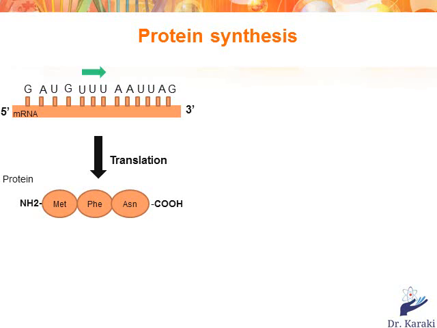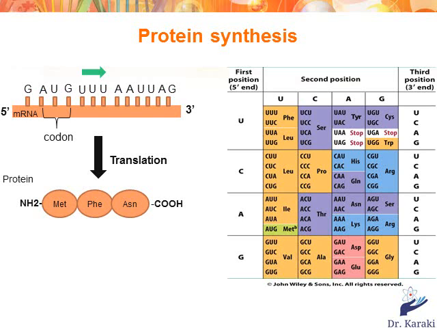To start with mRNA, each three bases form a codon that specifies an amino acid according to the genetic code shown on the right. The genetic code is composed of 64 codons. The codons are read from 5' to 3'. Let me show you how. Let's take for example the start codon AUG. The first letter is A, the second letter is U, the third letter is G. This codon codes for the amino acid methionine, abbreviated as MET.